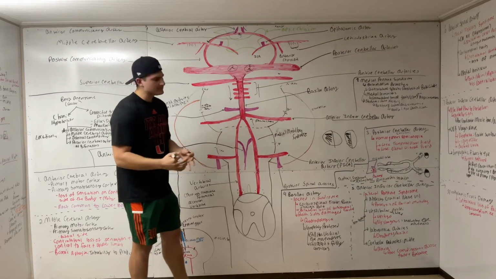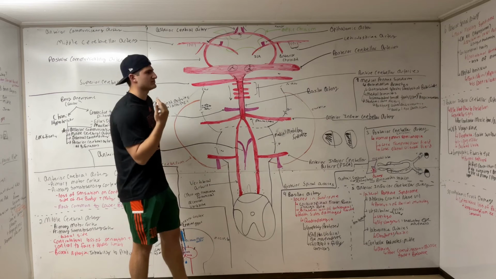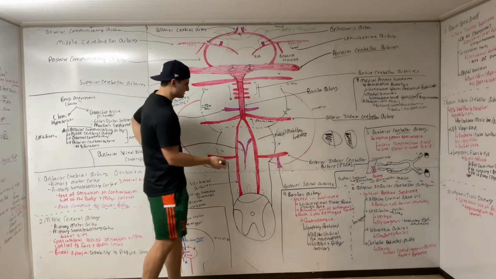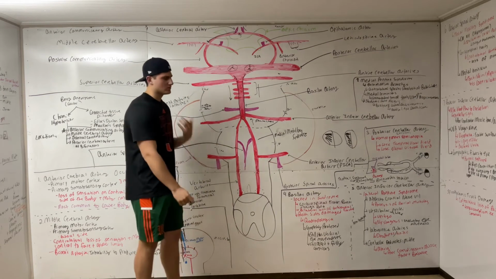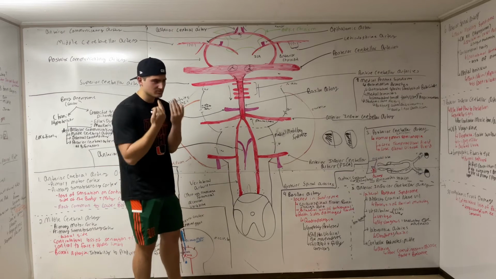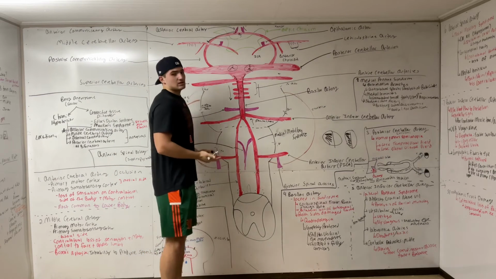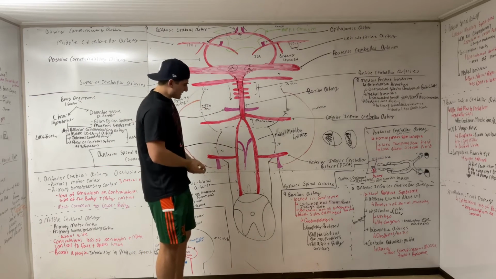It's going to damage three main things. It's going to damage cranial nerve 12. Why? Because that's where the hypoglossal nerve is. What is the hypoglossal nerve used for? Our tongue movements, right? It's going to damage our corticospinal tract.